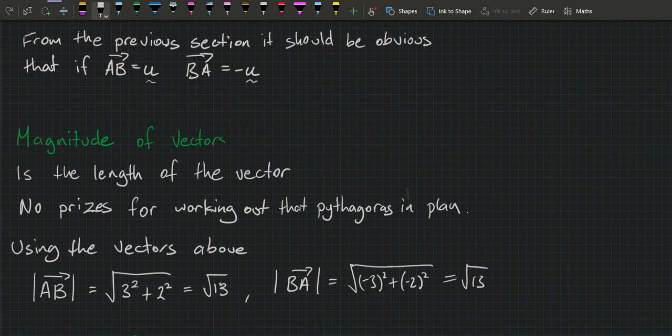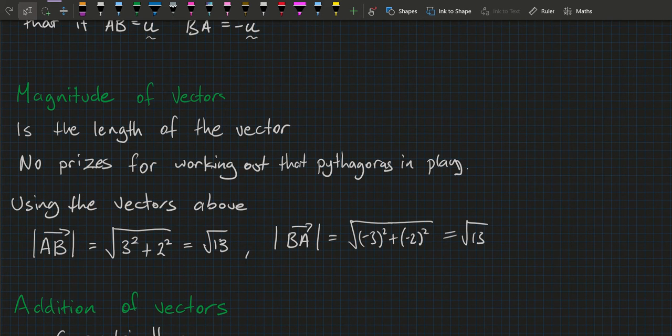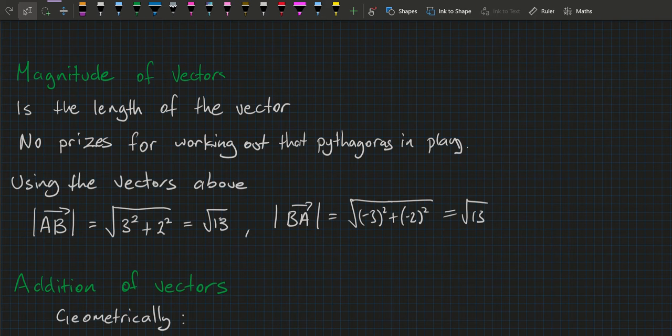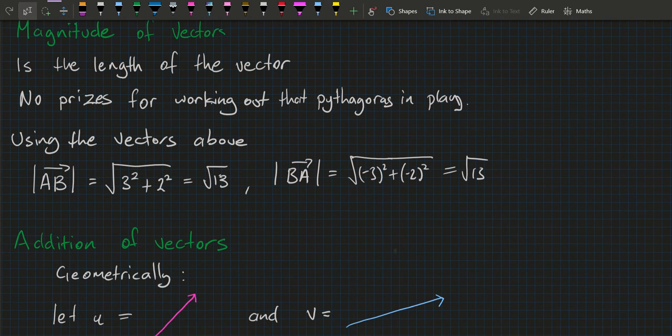So magnitude of vectors, it's the length of the vectors, okay? So once again, no prizes for working out that Pythagoras is in play. And so using vectors above, the magnitude, which takes you back to the modulus function, which I know you covered last year, is equal to the components squared, added together, and then take the square root of that. Okay, so for AB, the magnitude is root 13. And BA, even though it's all negatives, it still ends up being the same magnitude.